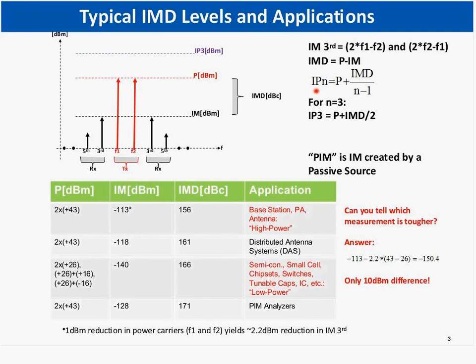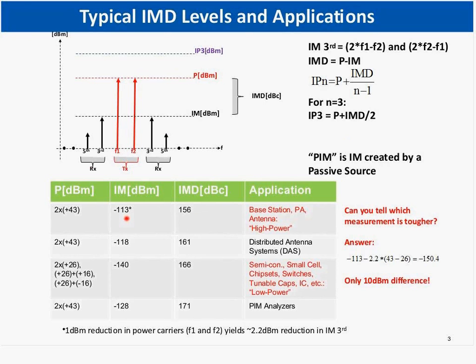And then we have an expression like PIM. PIM is just IM that was created by a passive source. So given all these parameters, it's best to ask everybody, before they publish or before they talk about any topic, to give enough numbers so we can see this diagram in front of our eyes.